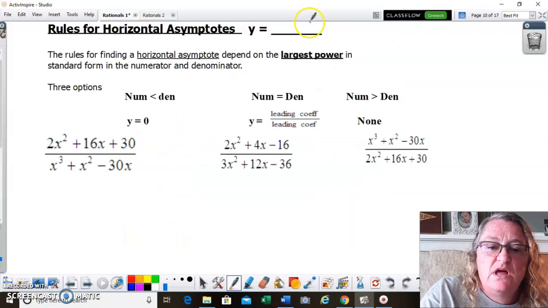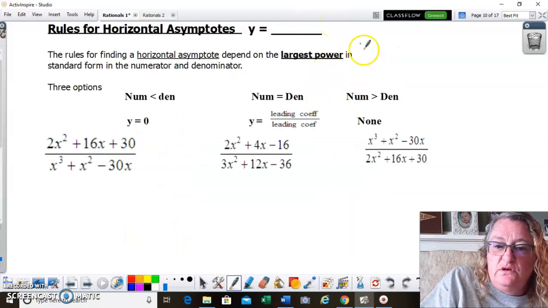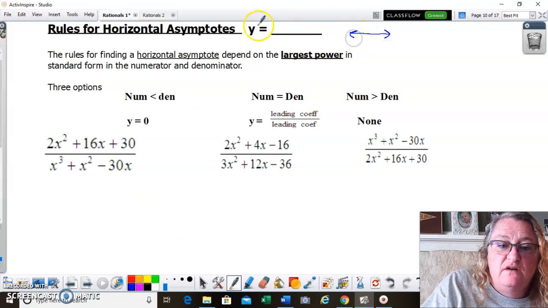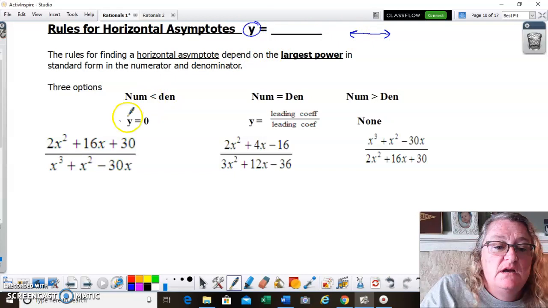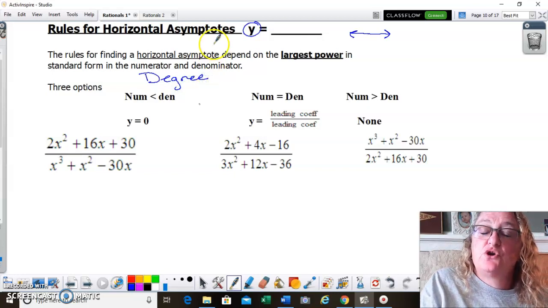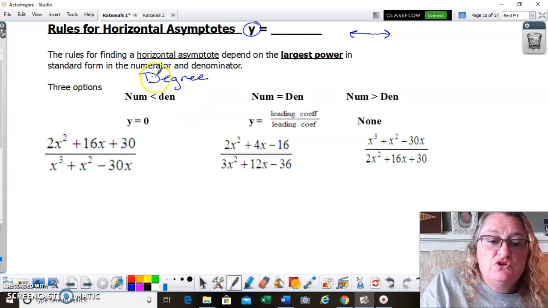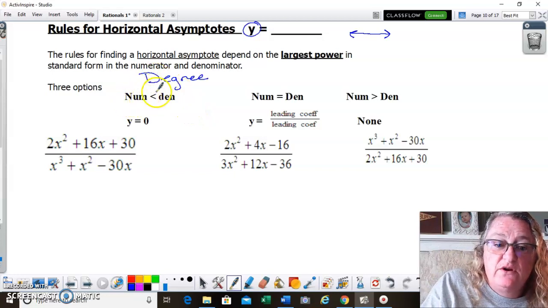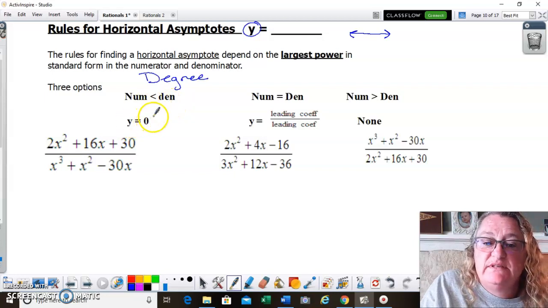Okay, horizontal lines all go through the y-axis, so they all have the equation of y equals. All right, there are 3 options. We want to look at the degree of the numerator and compare it to the degree of the denominator. So if the degree of the numerator is smaller than the degree of the denominator, it's automatically going to be the answer y equals 0.